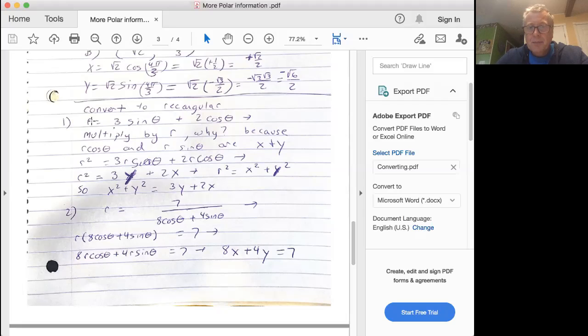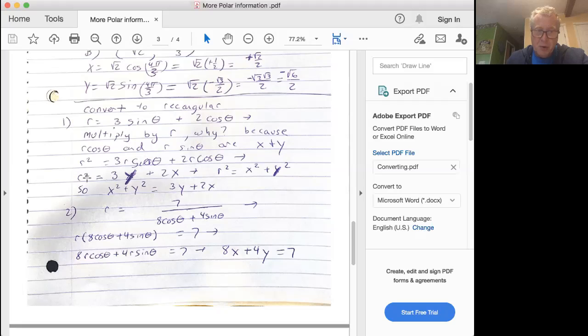And so we get r squared equals 3r sine theta plus 2r cosine theta. So this r sine theta now is a y, and this r cosine theta is an x. And then the r squared, well, that's x squared plus y squared. So now I can make the substitutions.